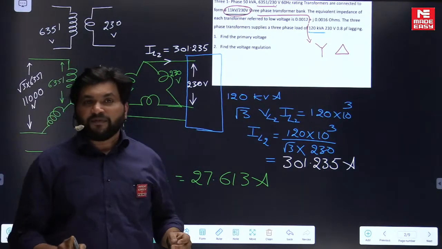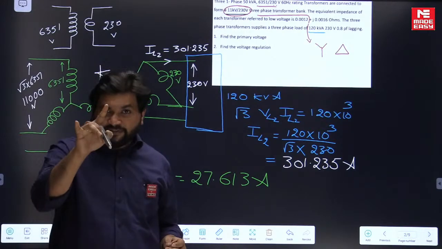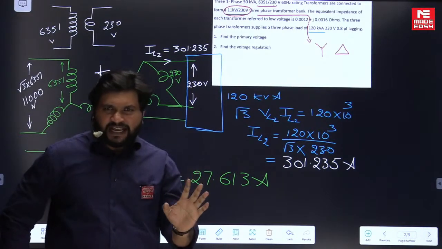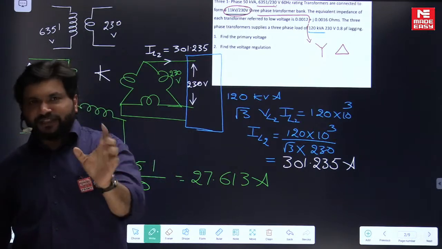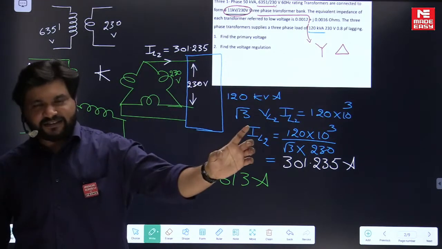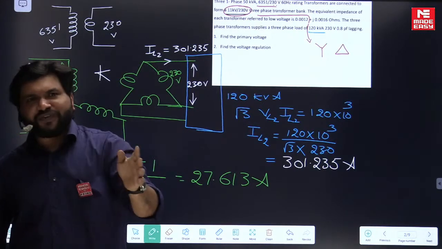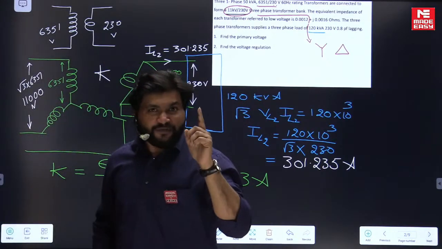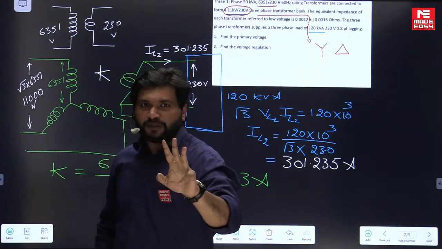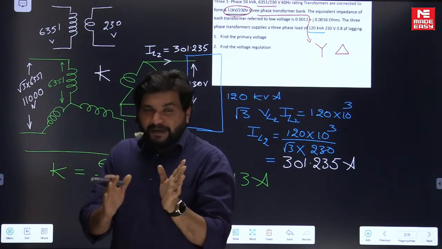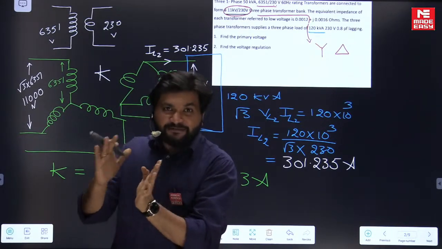Remember always one thing: whenever you listen to turns ratio N1 by N2 in single phase, as the name itself tells you, single phase, it is always the phase value only. There is no meaning in telling line or phase, everything is the same there. But whenever you are dealing with 3-phase transformers, you must say compulsorily the turns ratio means per phase values only.